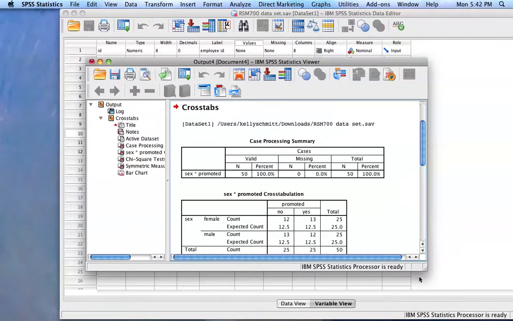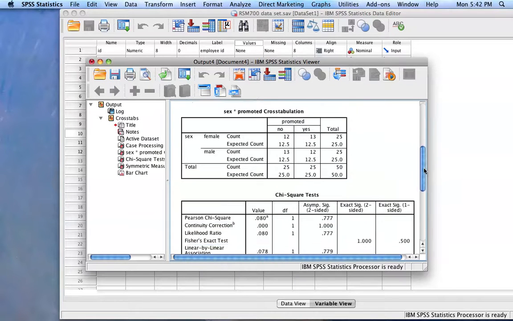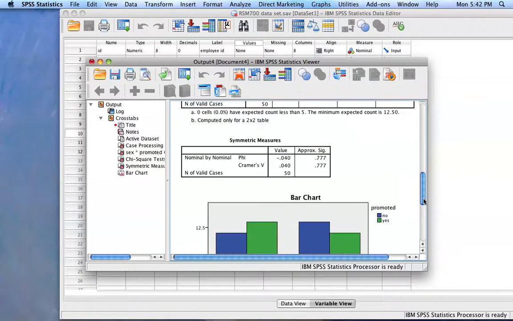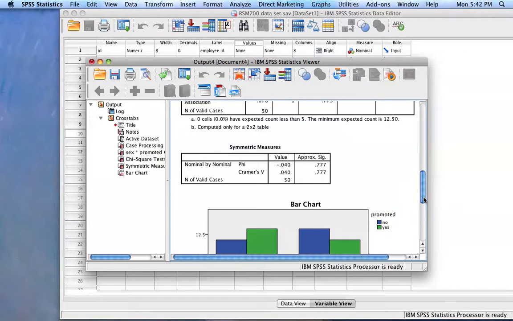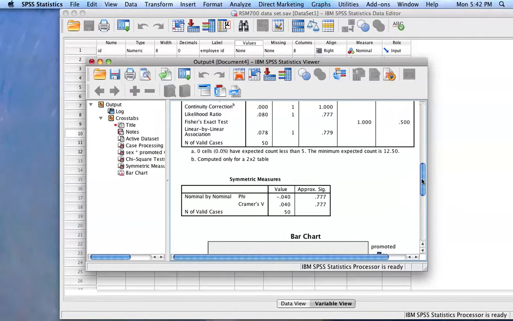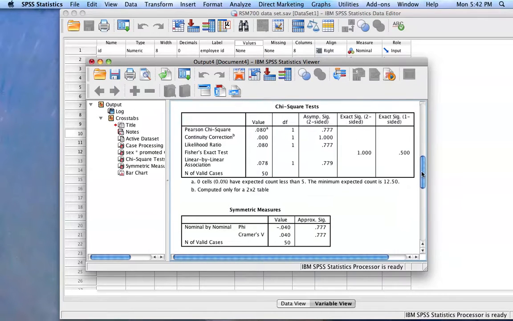So when we get the results of our chi-square tests, the first thing we want to do is look at whether the assumption of minimum cell frequency has been violated. So you look at this footnote here, and it says 0 cells have an expected count less than 5. So that's great. That means we can move on. The requirement here is that at least 80% should have at least 5 or more in each cell. So in this case, this is fine, and we can move on.